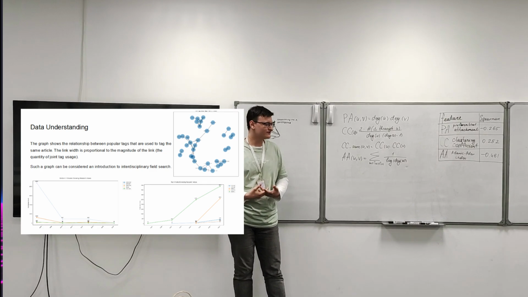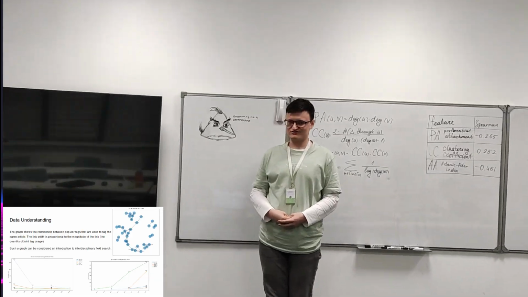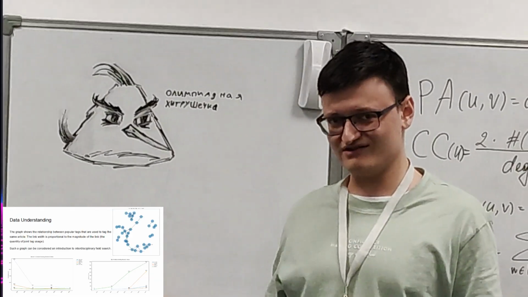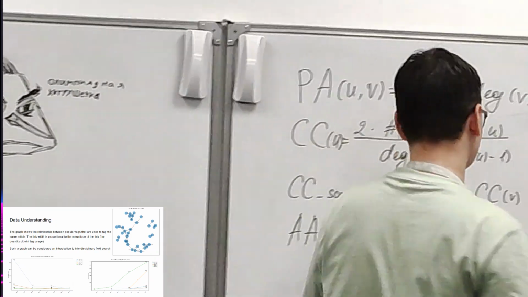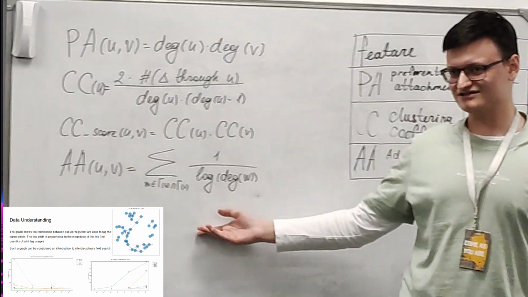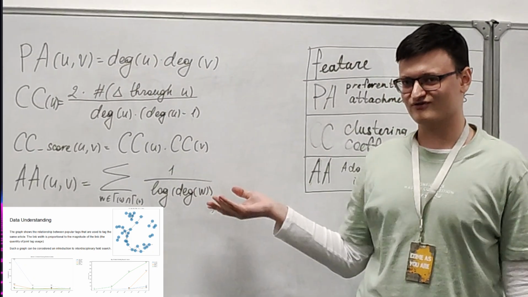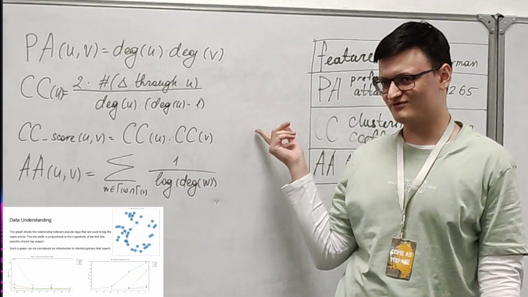However, we also wanted to know if the graph structure allows us to evaluate whether the interdisciplinary topics are going to be more popular in the future or not. To do so, we introduced classical network theoretical features, which are computed as follows. Feel free to pause the video if you want to know more about those.